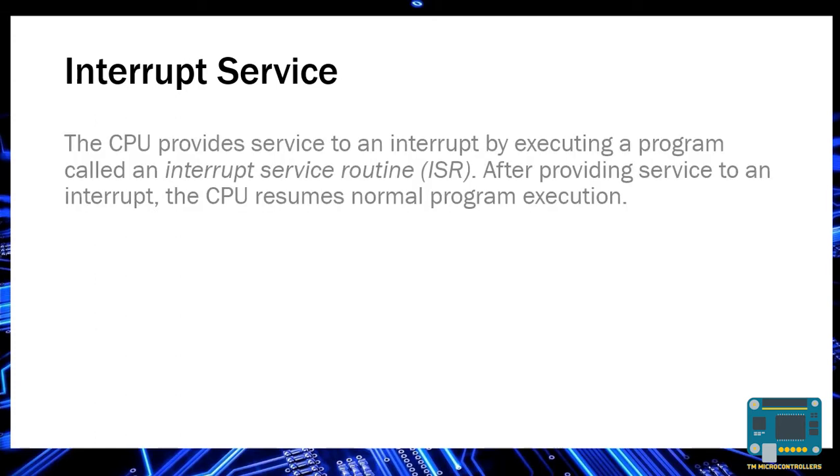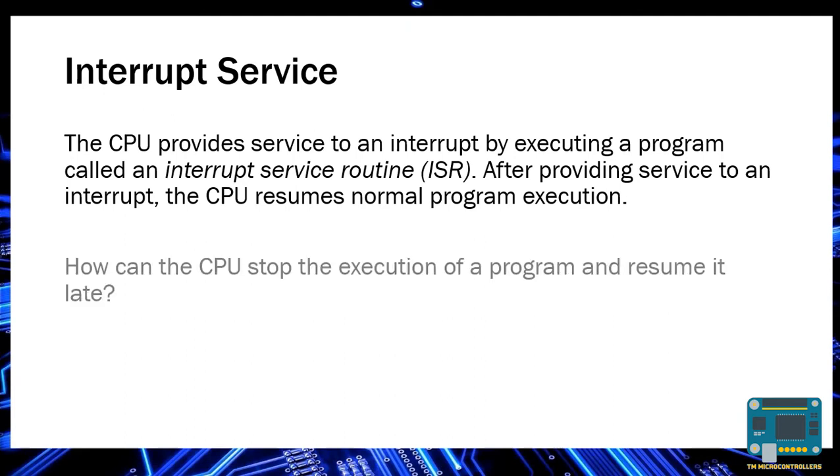I keep saying executing an interrupt, so the term for that is actually interrupt service. You have your main routine, an interrupt triggers, then the CPU determines the source of the interrupt, and goes to the routine that needs to be done for the interrupt to stop. We call that routine the ISR, or interrupt service routine. After the ISR is done, the CPU resumes normal program execution.